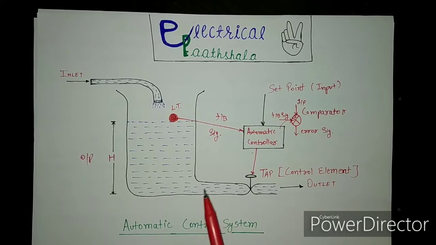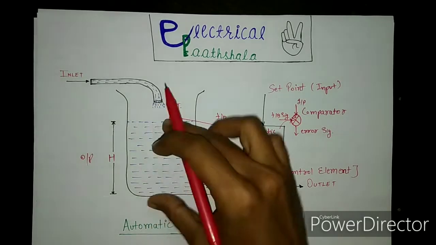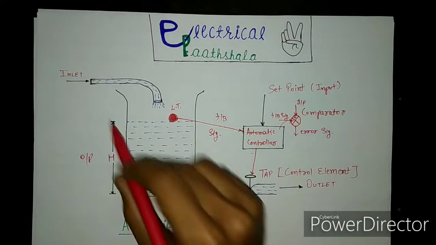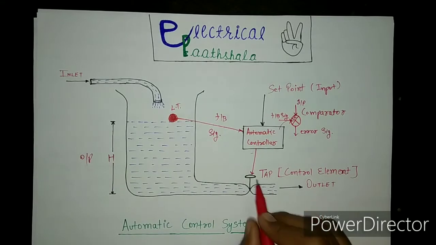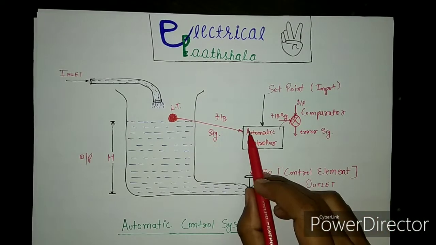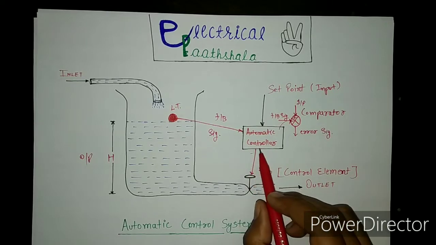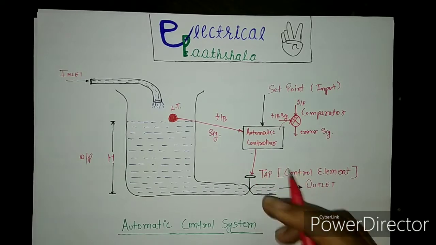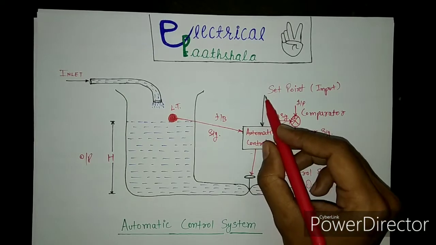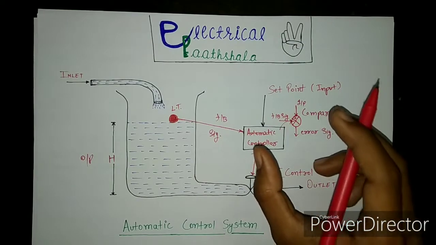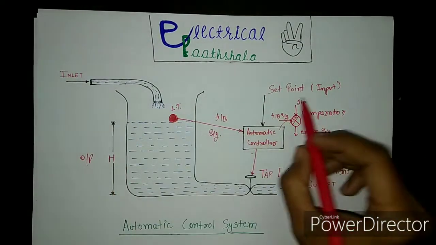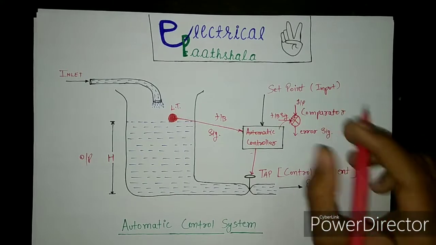The objective of this system is to keep the water level in the tank up to a prescribed height. In this system there is a tank which has an inlet and an outlet, and there is a tap at the outlet, and this tap controls the outlet flow rate. So this tap can be called the control element. We have employed an automatic controller and this will open or close the tap according to the situation, and we have given a set point value to this automatic controller. This set point value is that prescribed value up to which the water should be in the tank, and this set point value is the input to this system.